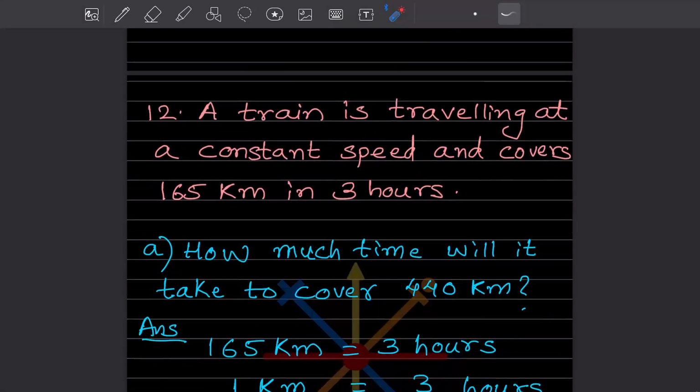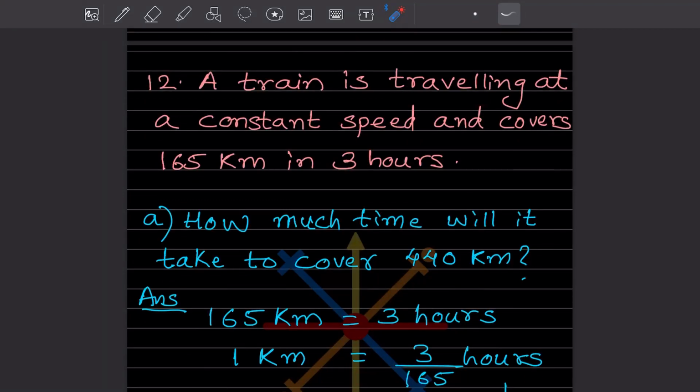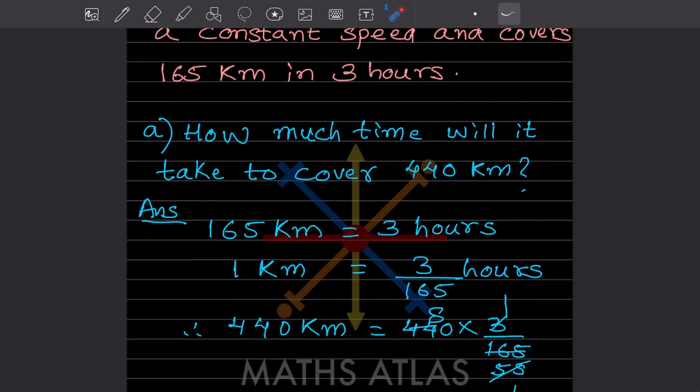Now the next one, a train is traveling at a constant speed and covers 165 kilometers in 3 hours. Okay, now look here. How much time will it take to cover 440 kilometers? So now look at this one. That is 165 kilometers in 3 hours. So first thing, let us see for 1 kilometer. So again, you are going to cross multiply. 3 will go in the numerator and this is alone. We don't know how many hours for 165 kilometers, so 165 will be in the denominator.